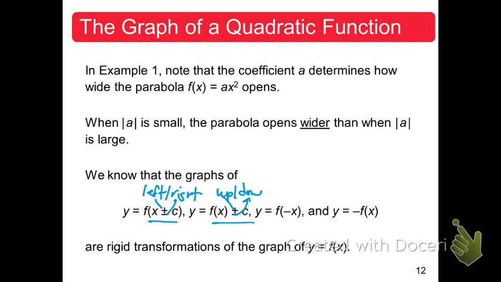If we recall, if we have f of negative x, and it equals the function, we're going to have a reflection about the y-axis. And if the function then equals negative f of x, then we'll have a reflection about the x-axis. So these are some rigid transformations. We've seen this in the last chapter.